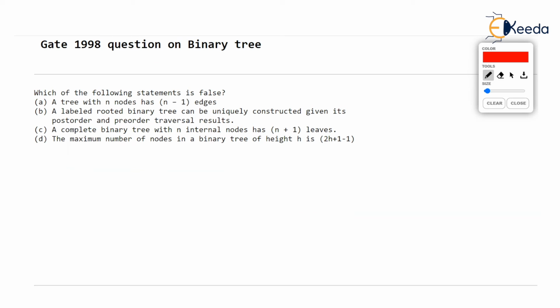Asked in GATE 1998. Which of the following statements is false? So only one statement is false here. Okay. So this actually is 2 raised to h plus 1 minus 1. Sorry for my poor editing.